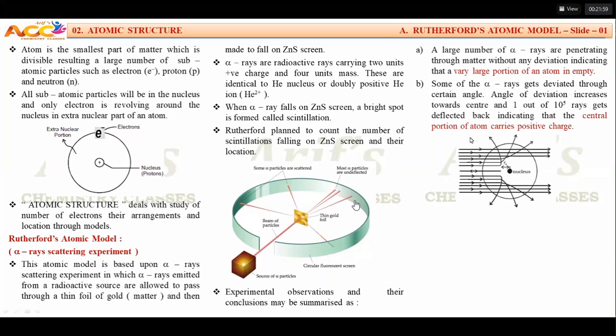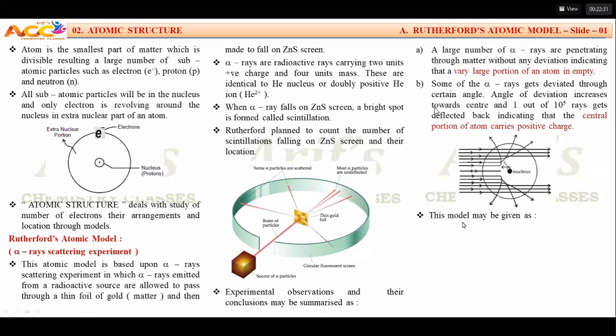And when 10 power 5 alpha rays go out, only one ray comes back, indicating that there is a very small portion at the center. Number one, it is very small. Number two, the center should carry positive charge. Then Rutherford says, yes, protons are available in this nucleus. At that time, neutrons had not been discovered, therefore he did not discuss anything about them. Neutrons were discovered by Chadwick much later.